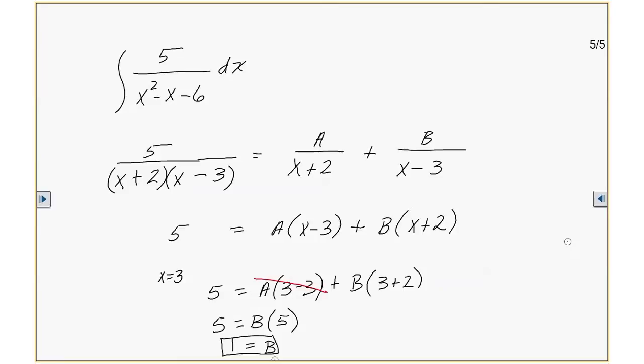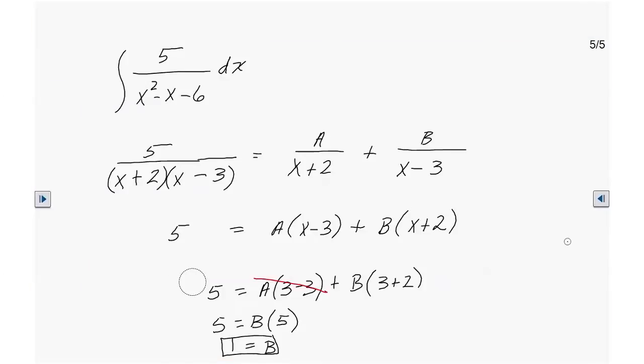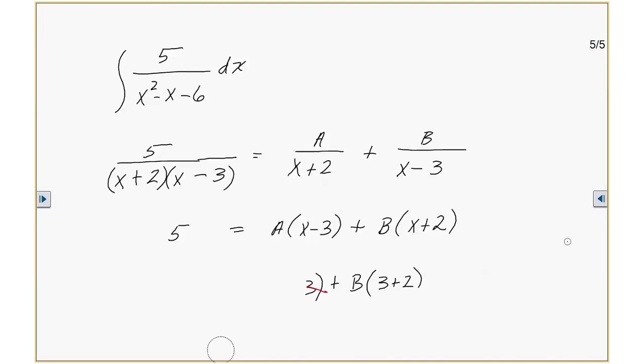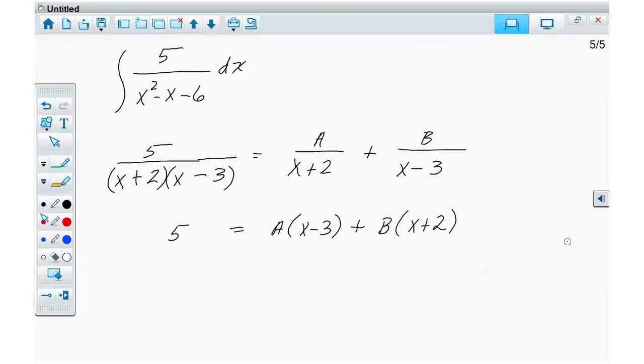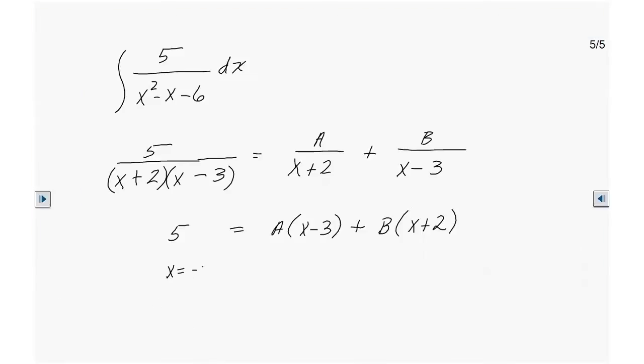Okay, so what do you have to plug in to get B to go away? You have to plug in negative 2. So I'm going to erase this. And I'm going to plug in negative 2. x is equal to negative 2.